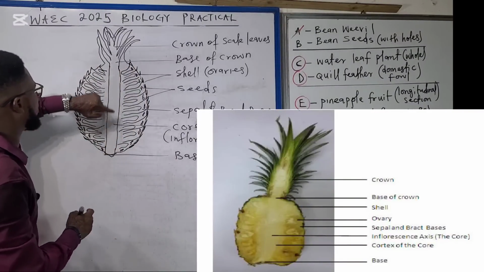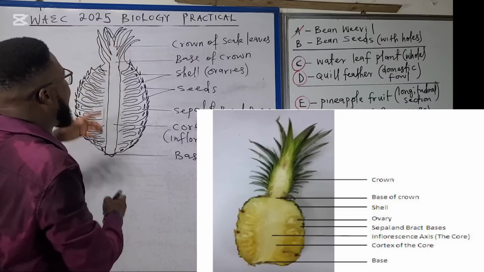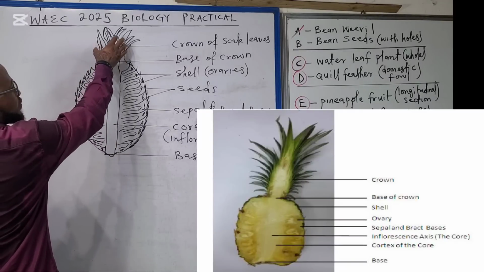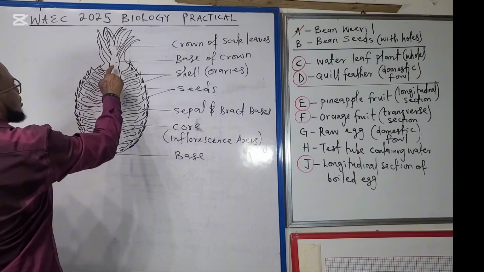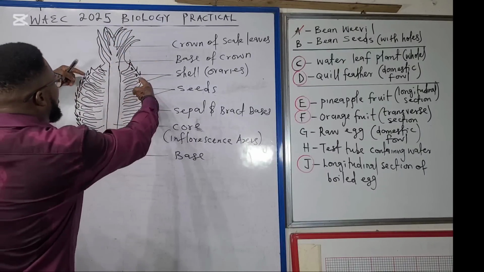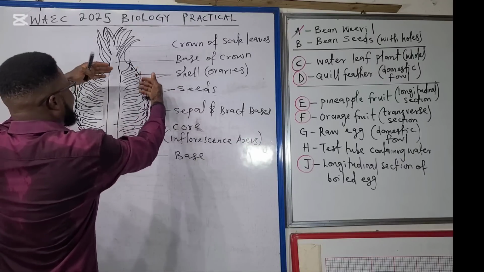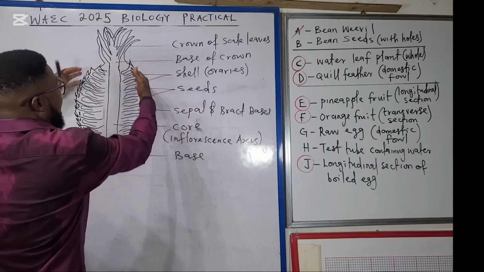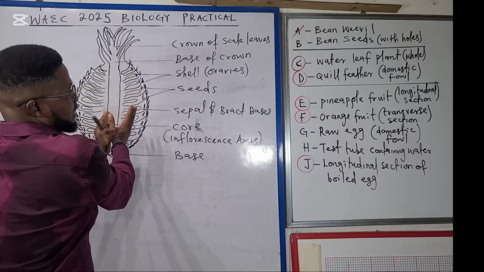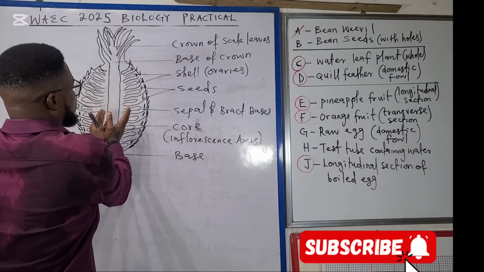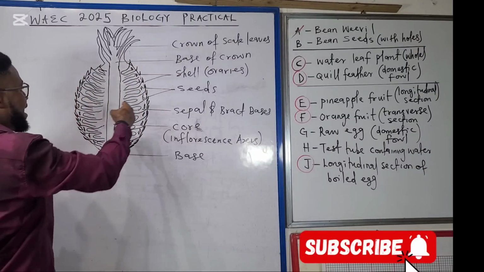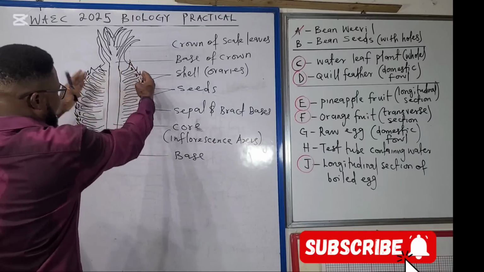What the core ends up as is the crown. And that's the crown of scale leaves. This forms the crown. This is the base of the crown. Now on the outside, these are the shells. The shells on the outside are the various ovaries that come together to form the specimen itself, the pineapple fruit itself. And here are the seeds at the edge.